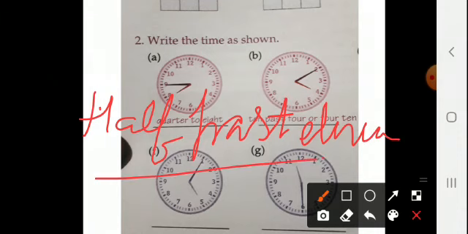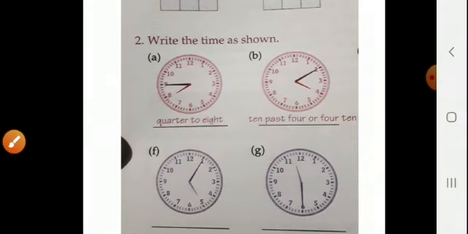Understood? Why haven't I given you this work on the board? Because beta, it would be very difficult to make each and every clock on the board. That's why I have shown you using the slide method. Okay, next one.